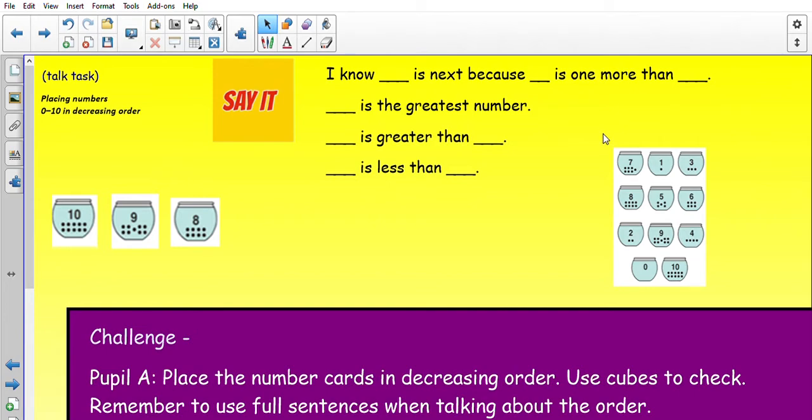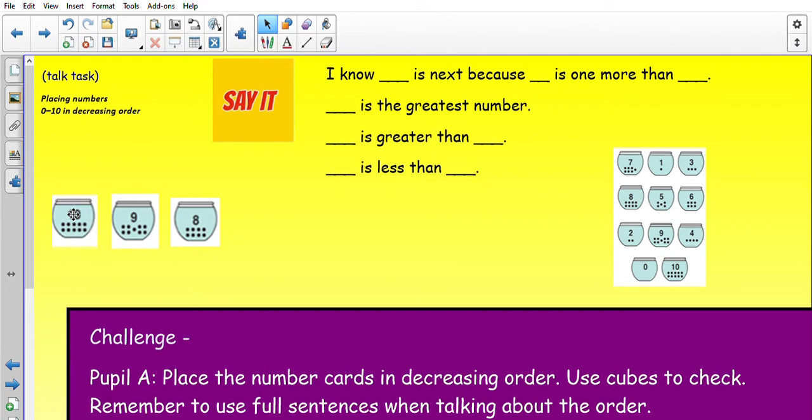Now we need to put them into order, but this time in decreasing order. So this time, instead of them going up, we're going to make them go down. So we're going to start with the biggest number. And I've started with the biggest number over here. Look, I've got number 10. Well done.